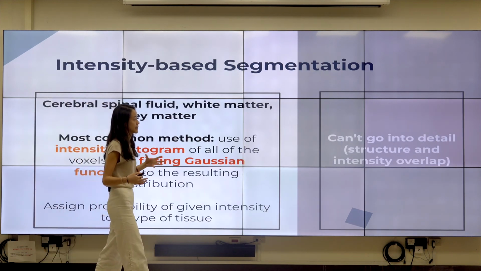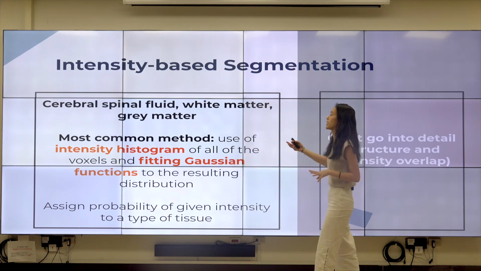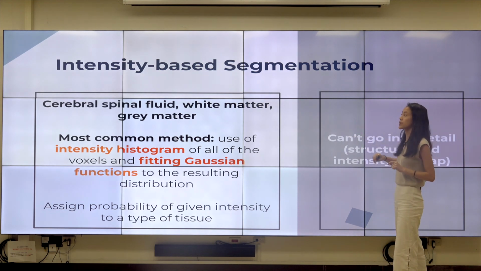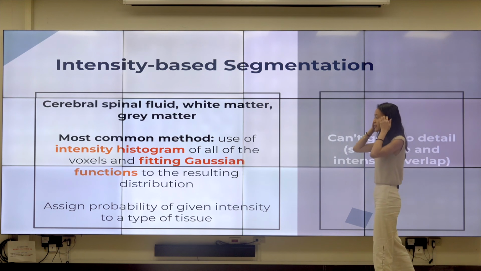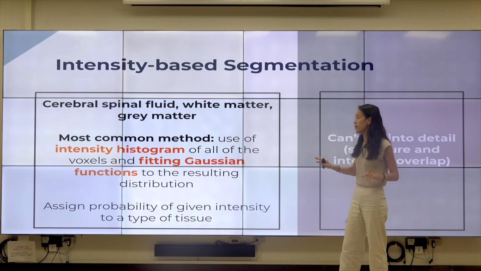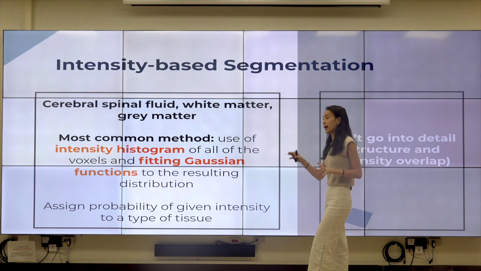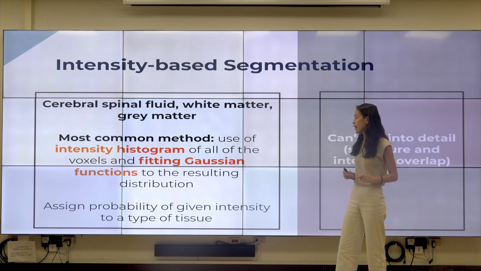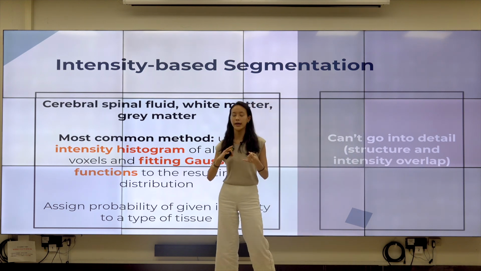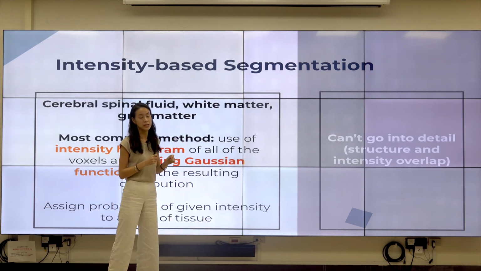So intensity-based segmentation is the second thing that we were talking about. A lot of the time we use it only on cerebral spinal fluid, white matter, and gray matter. So when we're trying to segment these 3 parts, we usually use intensity-based segmentation. The most common method is the use of an intensity histogram, which we'll see later, of all the voxels and fitting a Gaussian function to the resulting distribution. The process is that we assign the probability of a given intensity to a type of tissue. And this is how it segments, for example, the white matter, the gray matter and the cerebral spinal fluid. This is how it determines the differences.